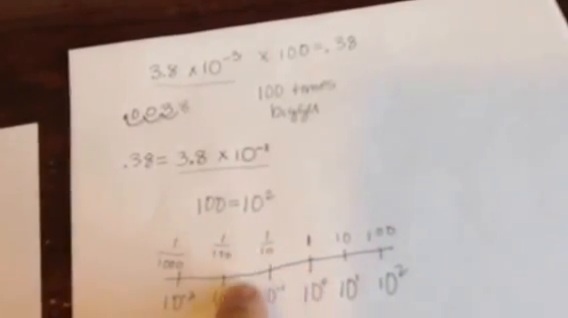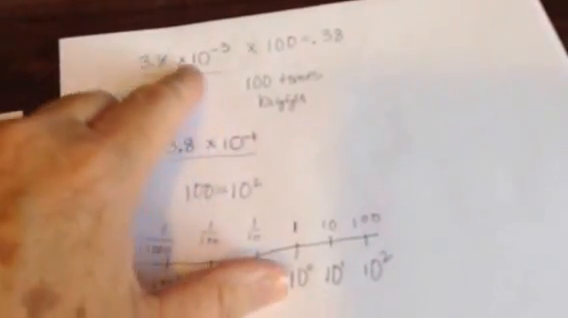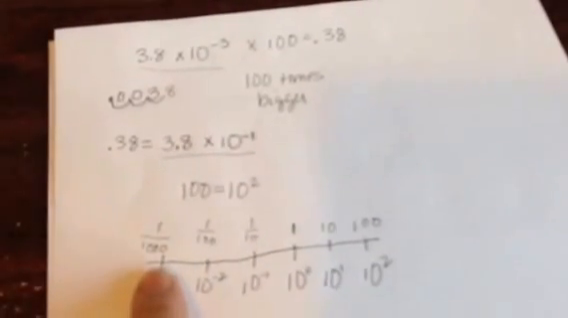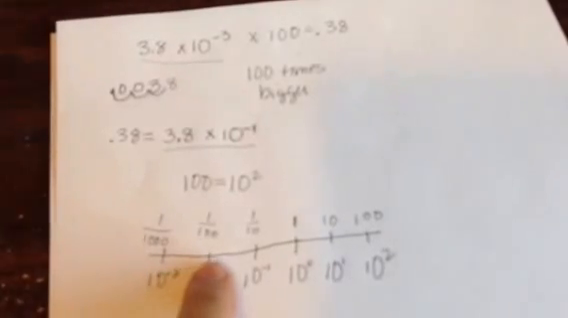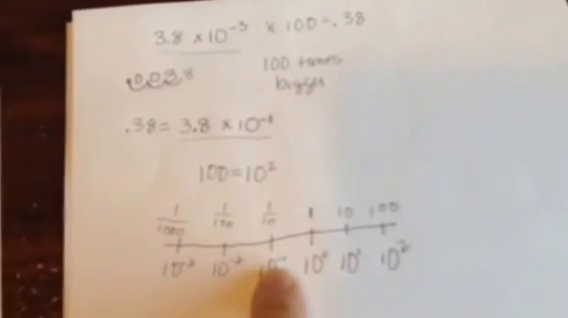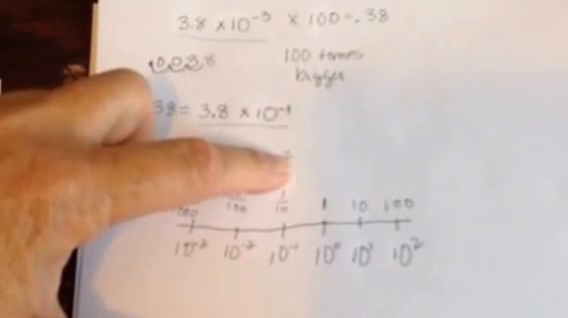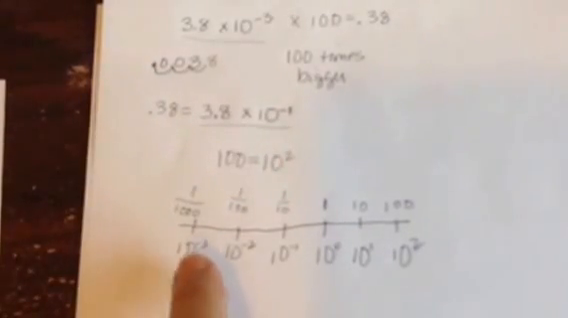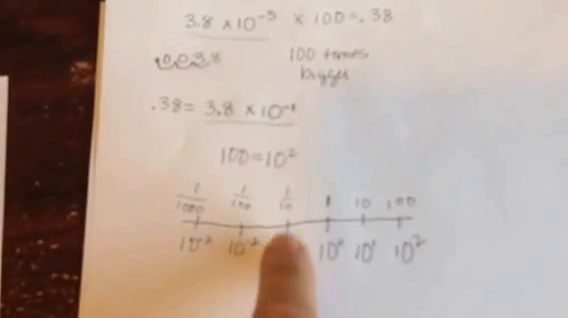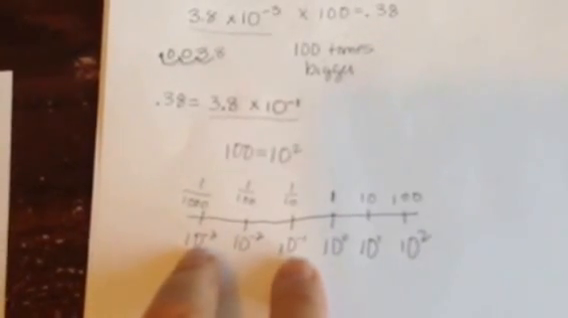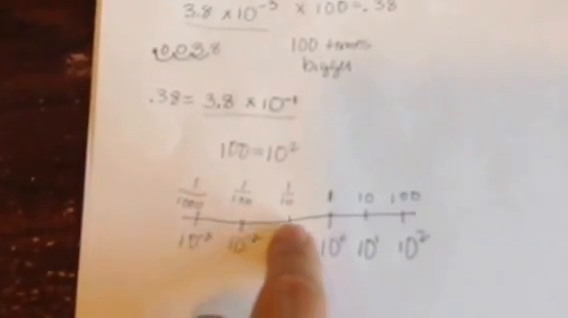Going this way, to the right, things are getting 10 times bigger. Going to the left, they're getting 10 times smaller. So if this is 10 to the negative 3, and I increase it by 2 exponents, I would increase it to 10 to the negative 1st, which is exactly what we did. So from here to here, we raised it 2 positive exponents. We made it 100 times bigger.